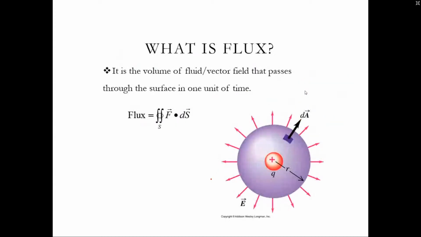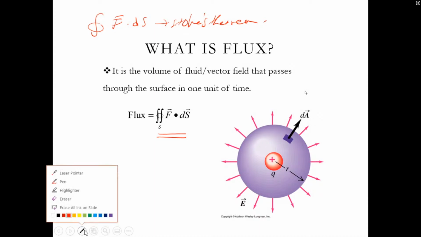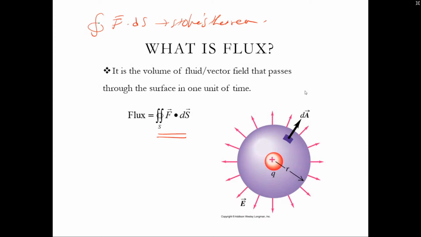Okay. So what is the flux? Flux is the volume of fluid or vector field that passes through the surface in one unit of time. Okay, flux is also given by the double integral over the surface area. In Stokes theorem previously, we had this. But now in this divergence theorem, we have a double integral of this. Okay, we have a double integral here. That's for the flux.